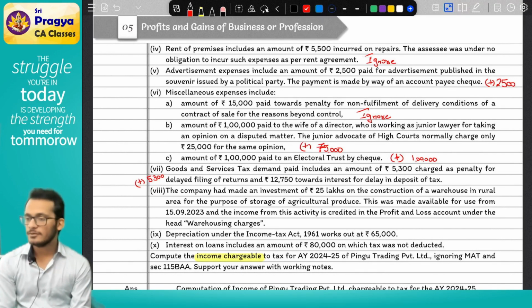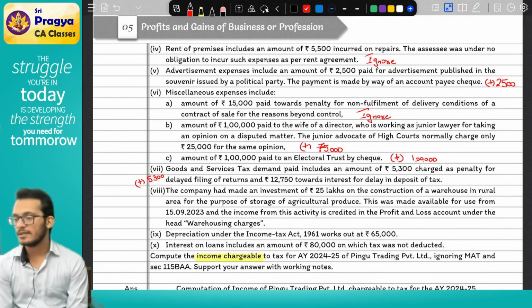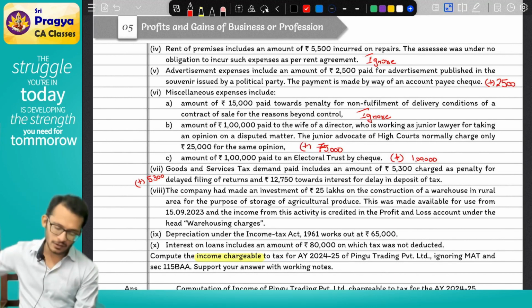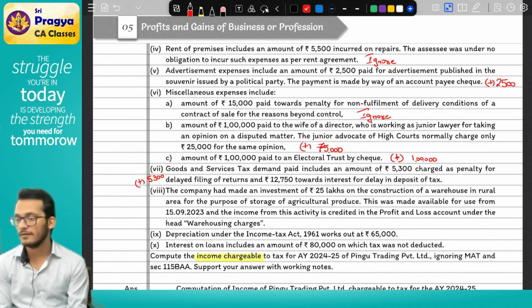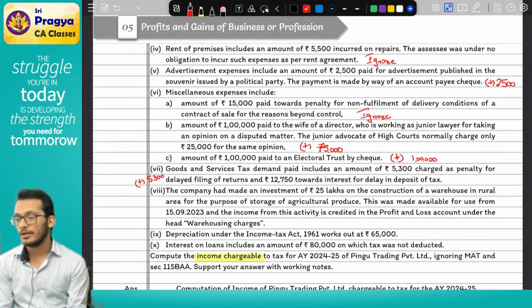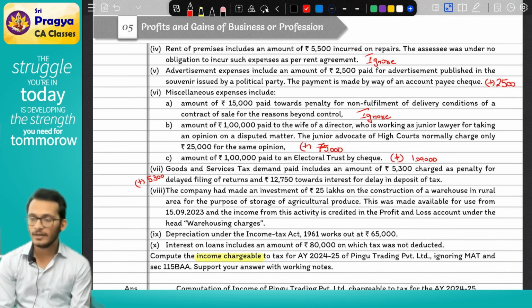The only challenge which you have to keep in mind is if you put this under PGBP, they have given you the cost of the warehouse, which means you need to charge depreciation. If you move it to HP, will you get depreciation? No. So your classification of head will make an impact.